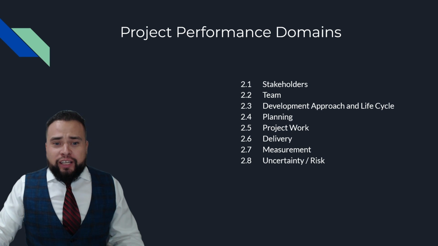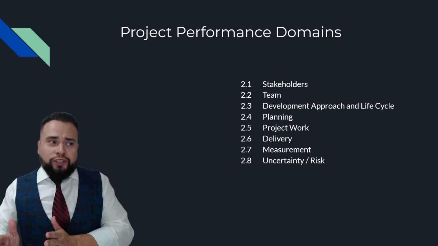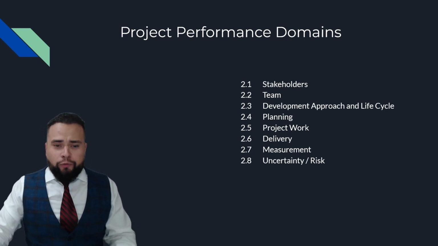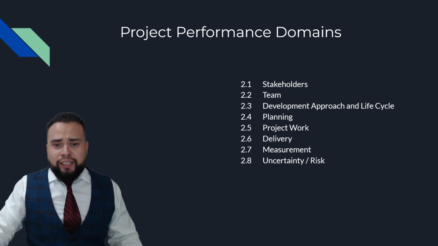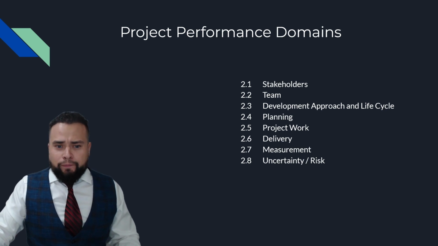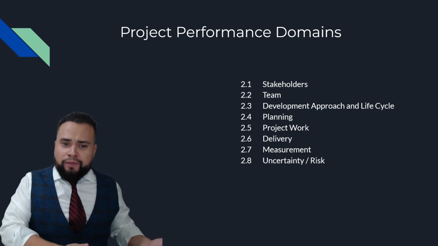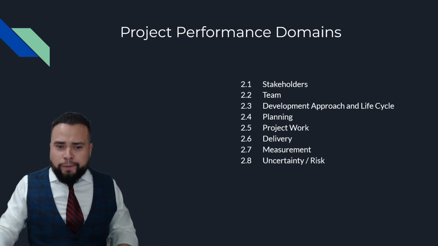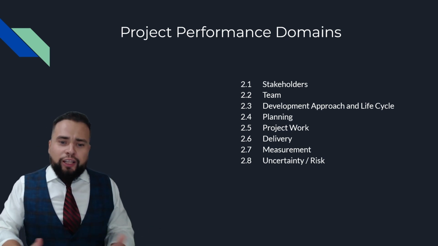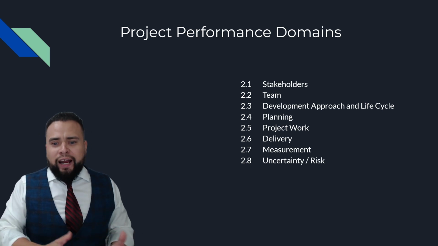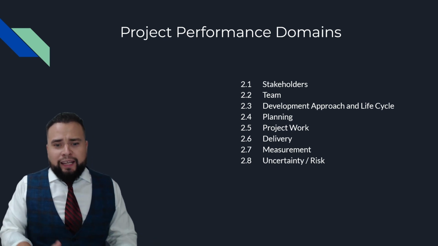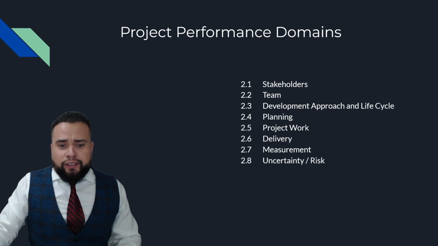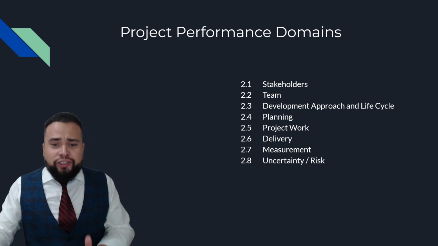Okay, so in chapter 2 is the project performance domains. We have chapter 2.1. It starts off with stakeholders. Okay, and stakeholders will need to be interacting with the team. That leads to what? Team. The project team, chapter 2.2, which leads to development approach and life cycle. So how we're actually going about doing our project. Chapter 2.4, planning. The planning of our project. Delivery. Delivering what we said we're going to deliver.